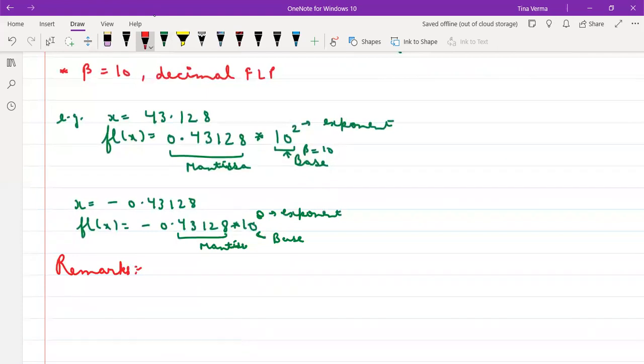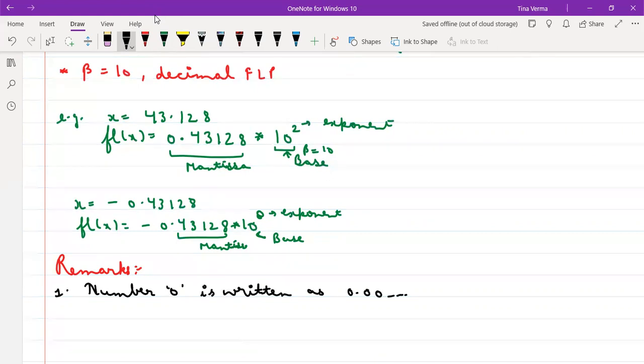So the first remark is that the number 0 is written as 0.000 up to so on. We can take up to some places into 10 raised to the power exponent as the floating point representation, right? So if we have number 0, we can represent this number in this way.